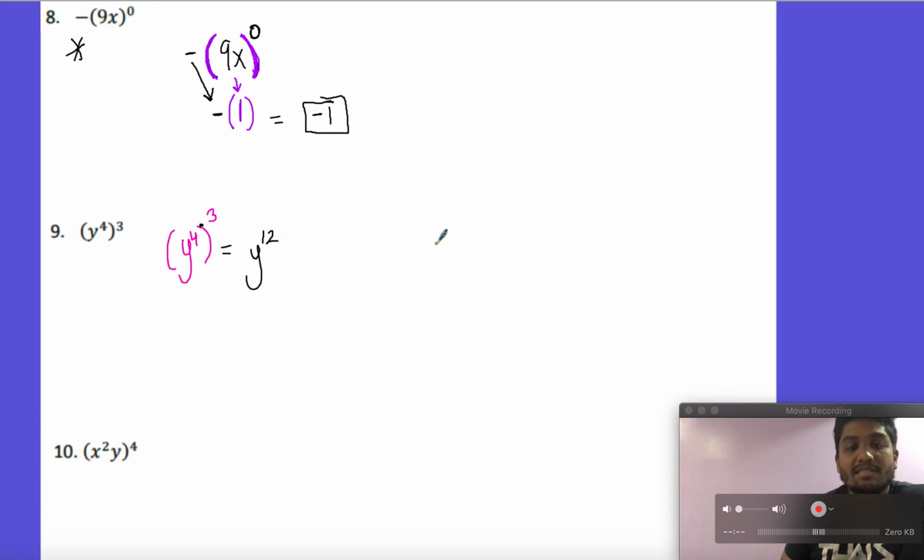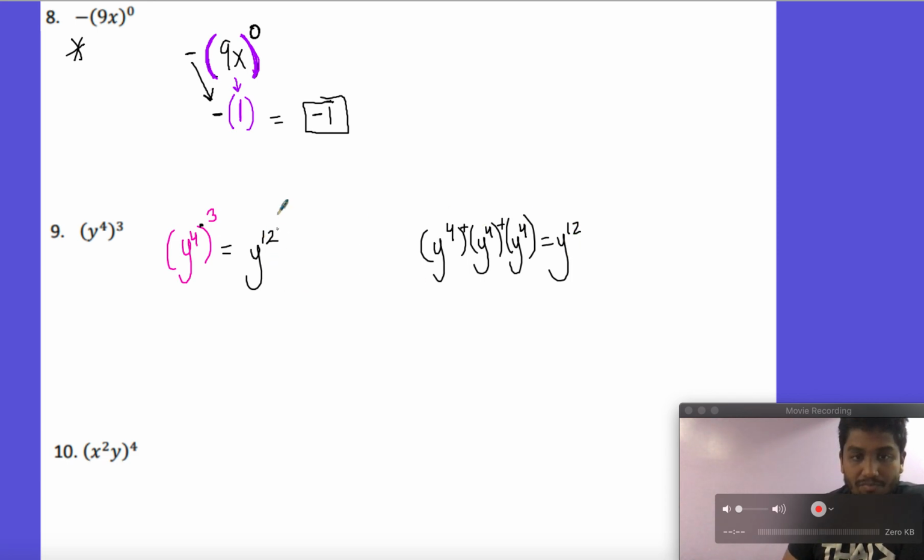Remember, this is the same thing as writing the quantity y to the fourth, how many times? Three times. This exponent tells you how many times to write whatever is inside there, that many times, to multiply it by itself. And then this is the product rule, and with the product rule we just add, and we get y to the 12th. So there are two different ways that we can solve this. Of course, this is the fastest way here.